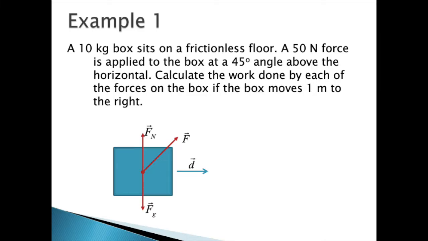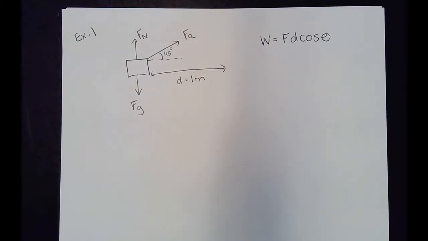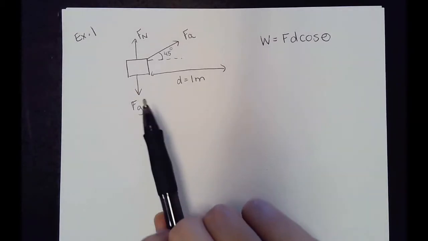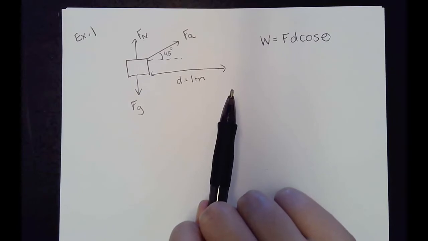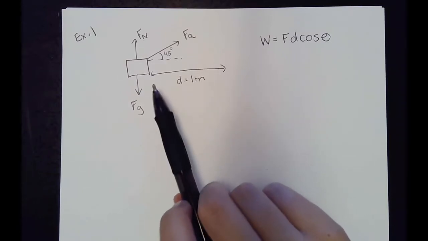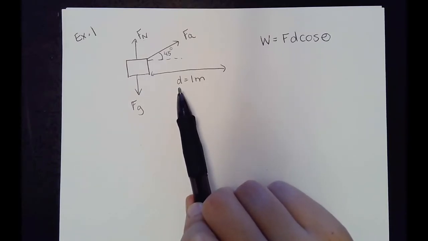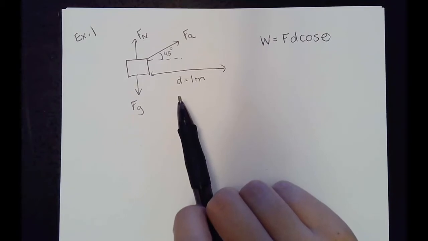Example 1: a 10 kilogram box sits on a frictionless floor. A 50 Newton force is applied to the box at a 45-degree angle above the horizontal. Calculate the work done by each of the forces on the box if the box moves 1 meter to the right. Okay, so I've drawn the free body diagram here. I think it helps to also draw in the displacement if we're looking at work problems so that you can clearly see the angle between each force and the displacement.